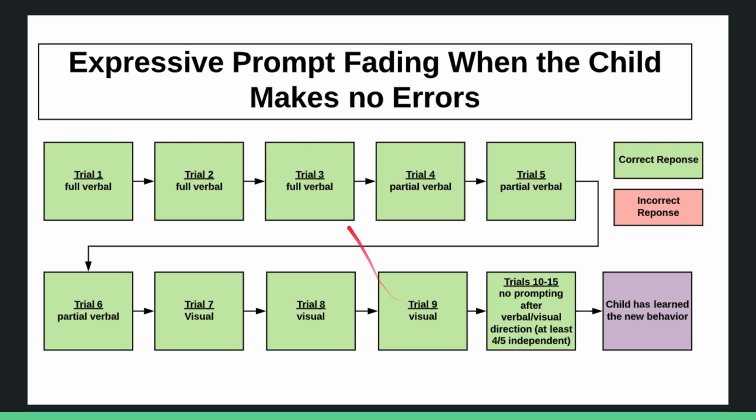So let's look at that in action. In trial 1, we're using a full verbal to get our correct response, and we get that 3 times in a row. So we fade to partial verbal. We're continuing to get the correct response with partial verbal in place for 3 trials in a row. So we fade to a visual prompt for our next 3 trials, and we're continuing to get the correct response for those 3 times in a row. So now we just take out all the prompting, and we're continuing to get independent responding for at least 4 out of 5 opportunities. And now we're pretty confident that the child has learned the new behavior.